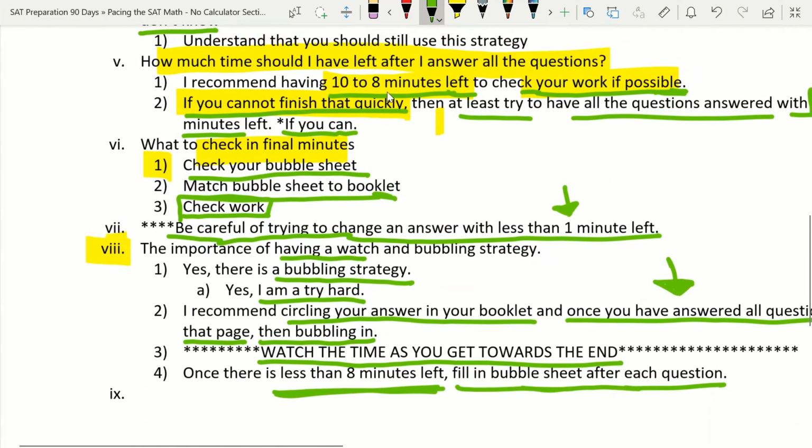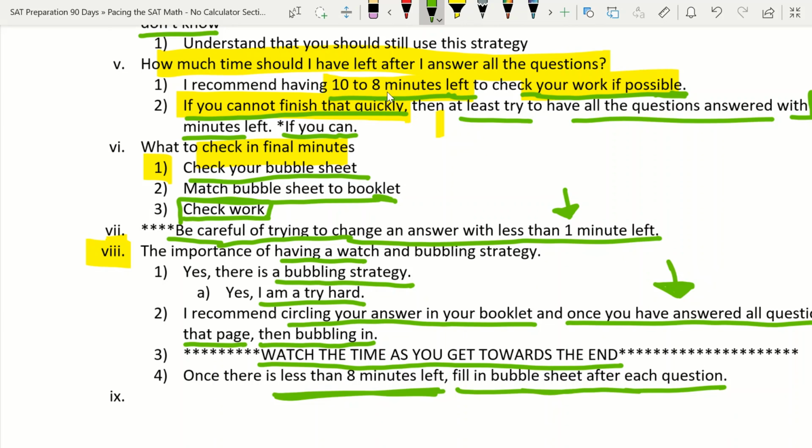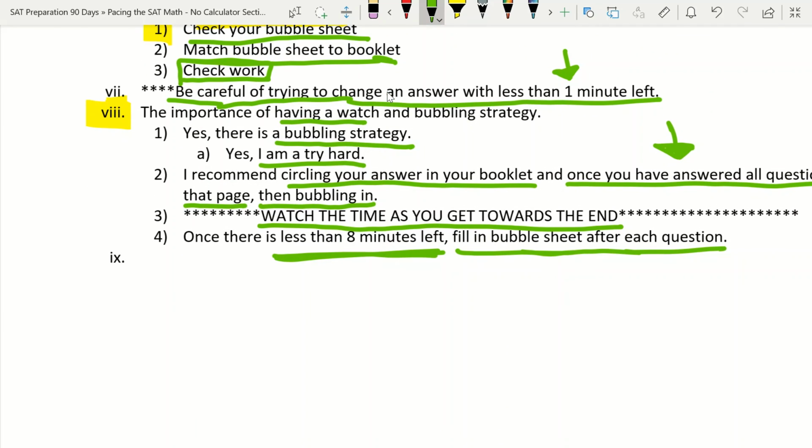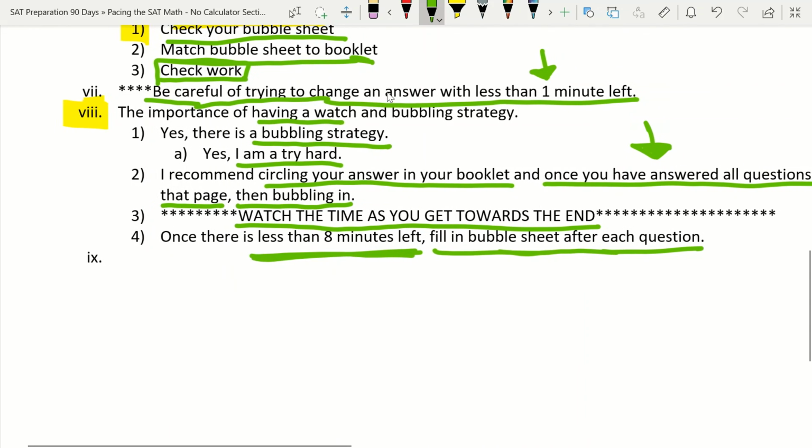And then other than that, just make sure that you try to have some time left to check your work. Make sure you're checking your bubble sheet when you have that time left. Another tip that I think is important is just making sure you're starting your watch with everything at midnight. I think that that's important as well. So with that, hopefully that was helpful.